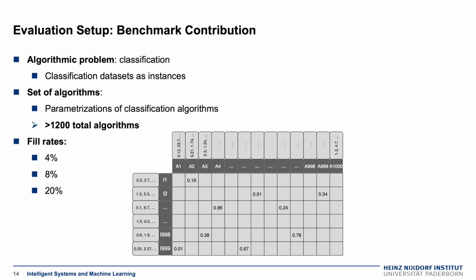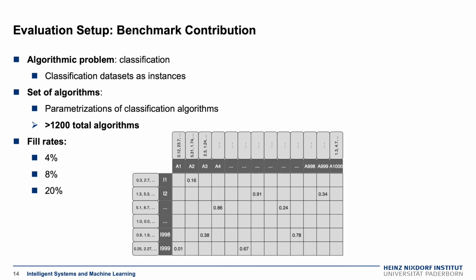Okay, so the third contribution of our paper was a benchmark for this new problem that we suggested. And let's see how this looks. The algorithmic problem we're looking at is the problem of classification, which means that we have simple classification data sets as instances. And the set of algorithms is made up in the following way. We took various parameterizations of different classification algorithms and then considered each of these parameterizations as a distinctive algorithm. Which means that we end up with over 1,200 total algorithms.